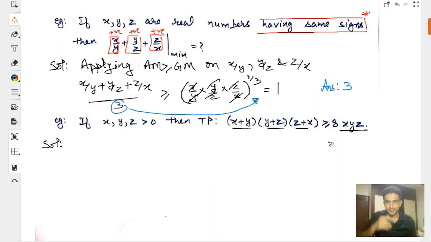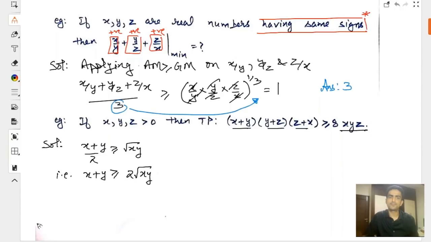Guys, see. First, I'm going to tell you the solution, and then I'll tell you how I thought about that. Guys, if I consider x and y, can I say x plus y by 2 is greater than or equal to root xy? Because AM of x and y is greater than or equal to GM of x and y. That is, x plus y is greater than or equal to 2 times root of xy.